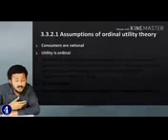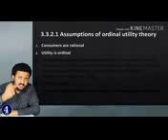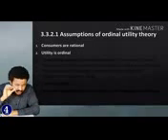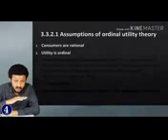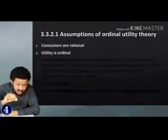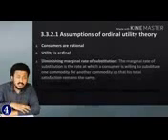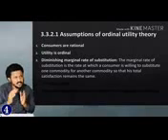Second, here we assume that utility is ordinal. In the cardinal approach, what did we assume? We assumed that utility is cardinal, which means we can count it numerically. But now we have to believe that utility is ordinal, that the satisfaction we get from consumption is placed in order. The third assumption is diminishing marginal rate of substitution.